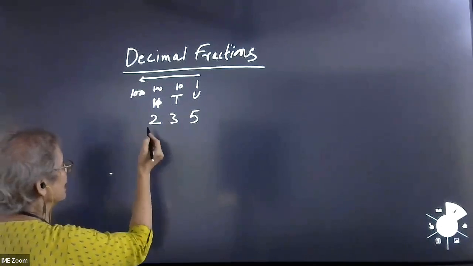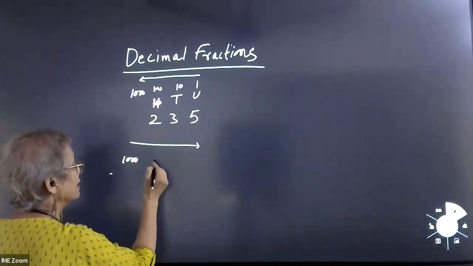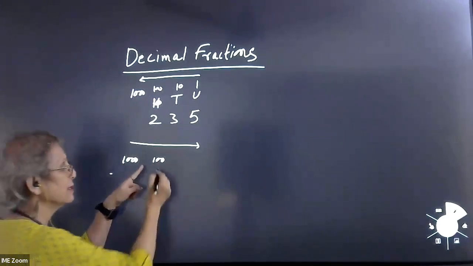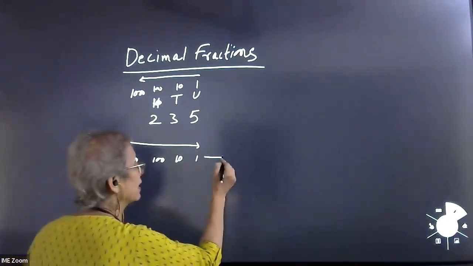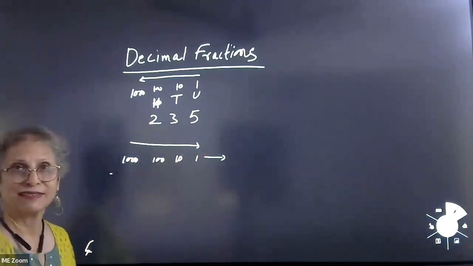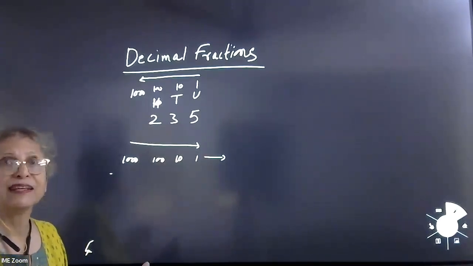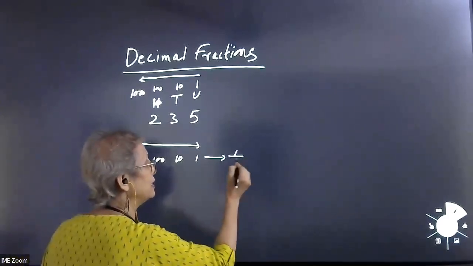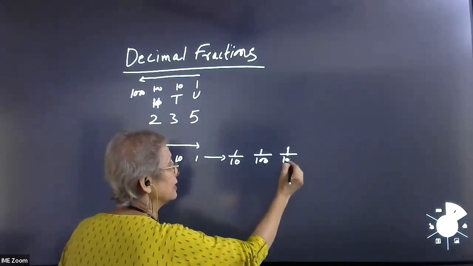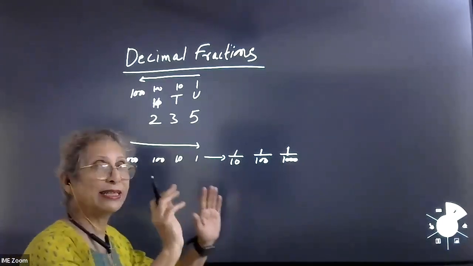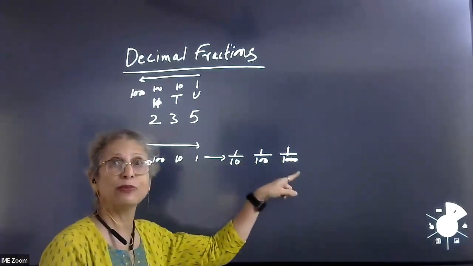If you go in this direction, this is thousands place, then hundreds place divided by 10, then tens place divided by 10, then ones place divided by 10. What happens if I go again on this side? Here, 1 divided by 10 becomes a fraction, 1 upon 10. So the next place is 1 upon 10. Next place is 1 upon 100. Next is 1 upon 1000. Every time we divide by 10. So 1 upon 10 divided by 10 is 1 upon 100. Divided by 10 is 1 upon 1000.